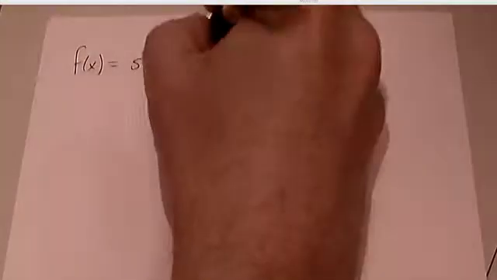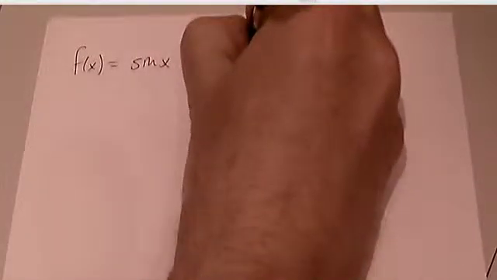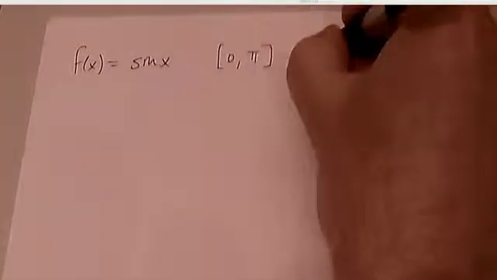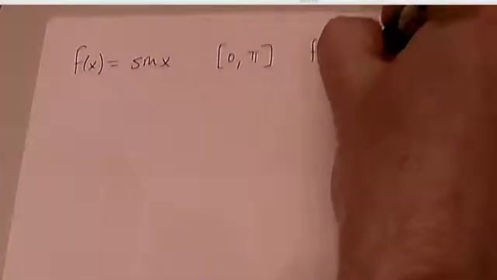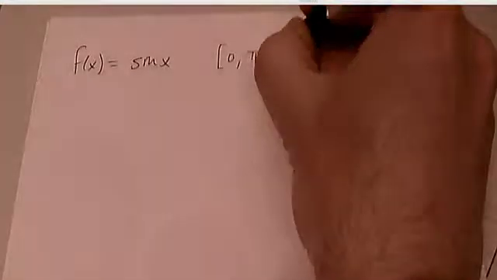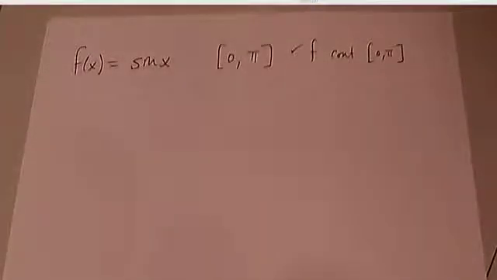Oh, this might actually be a good segue. Let's say f of x is equal to sine x, and I'm interested in 0 to pi. Well, I know what sine x looks like. Sine x is definitely continuous on negative infinity to infinity, so it's definitely going to be continuous on a subset of that implied domain.